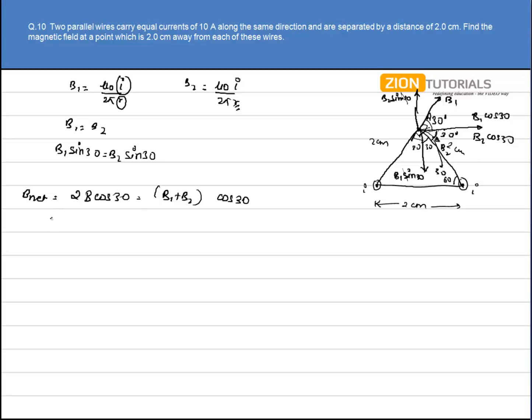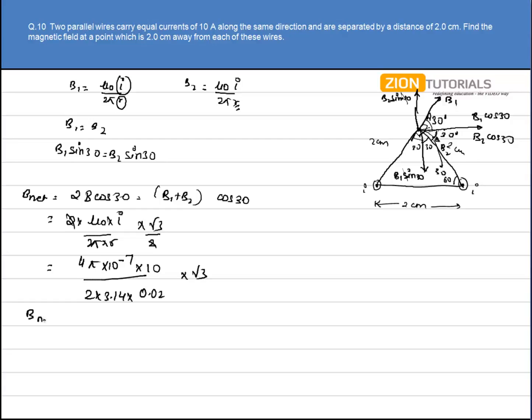So substituting the value, I have 2B as mu naught I by 2 pi r into cos 30, that is root 3 by 2. On substituting the values, I have mu naught as 4 pi into 10 to the power minus 7, current as 10 ampere, divided by 2 into 3.14 into r, that is the distance, 2 centimeter or 0.02 meter. So on solving this, I get the net magnetic field as 1.732 into 10 to the power minus 4 Tesla. That is the answer.